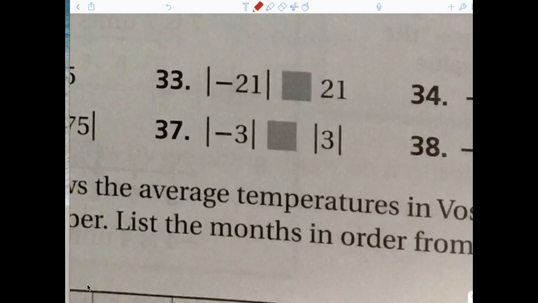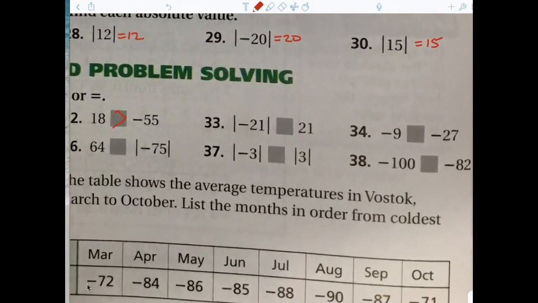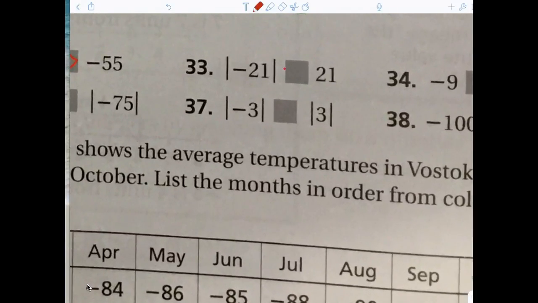-21 is less than... What's the absolute value of -21? Yeah, you have to answer the question first, true? You see what I'm saying? So what's the answer? Could it be less than, equal to, or greater than? Equal to. Yeah, there you go. All right, so that was kind of a trick question. You have to answer the question first. The absolute value of -21 is 21, so they're equal.